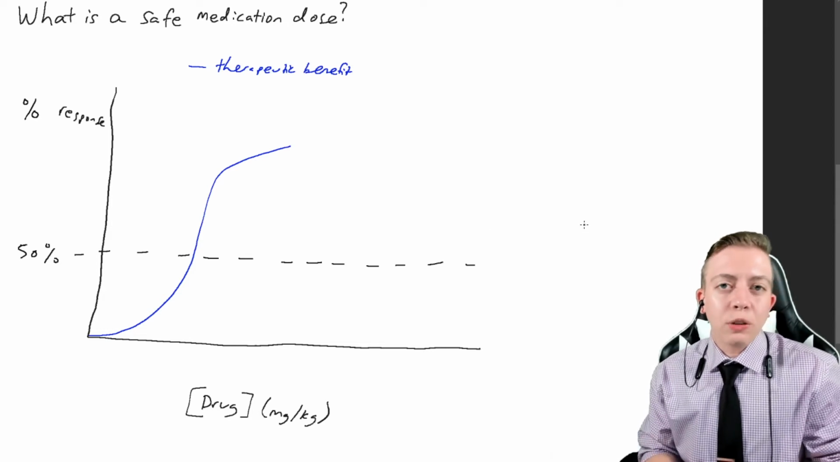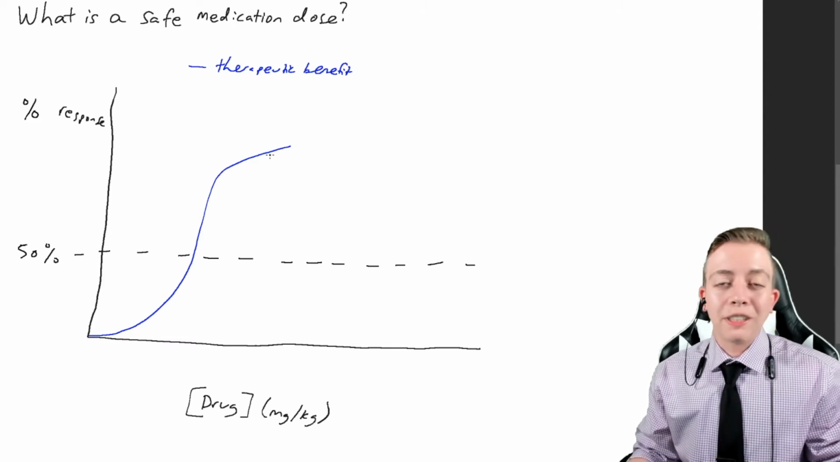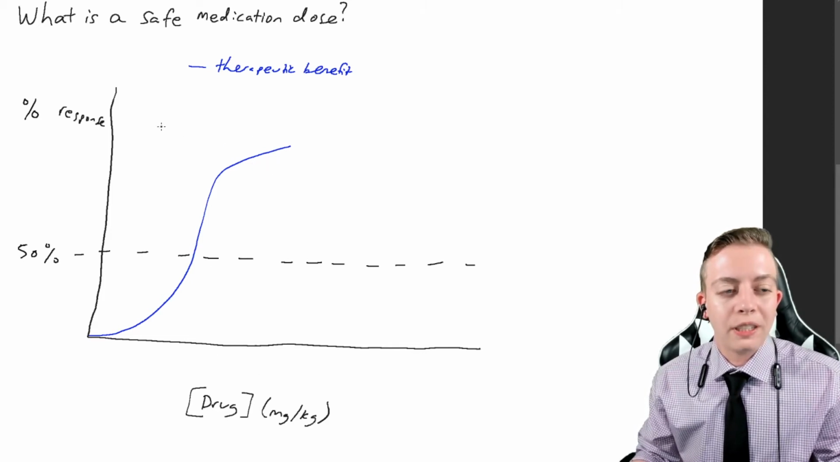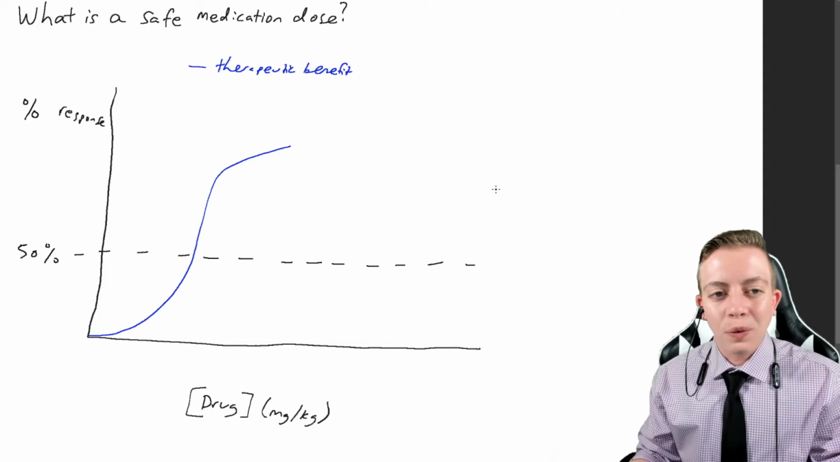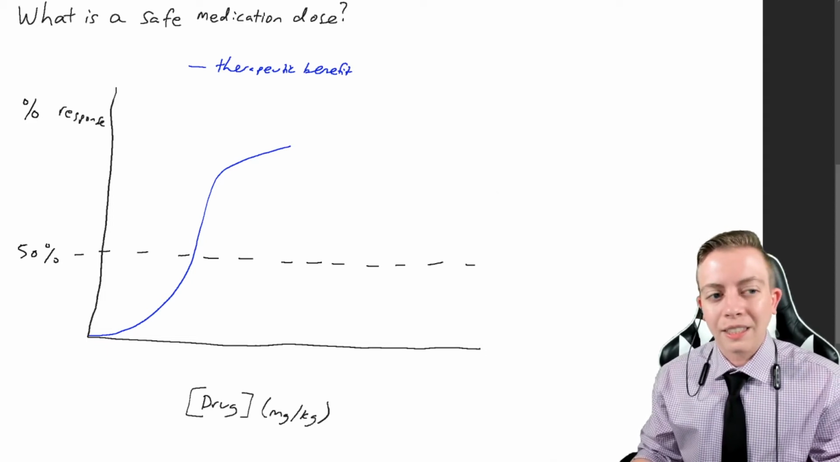But this would be great, right? If I could just go off of this number, why wouldn't I give somebody the highest concentration of a drug? Because at the highest concentration here, you're going to have almost 100% of the population responding, right? But we can't do that because we know that drugs have side effects. So we have to balance all this out with the likelihood of them getting a side effect.